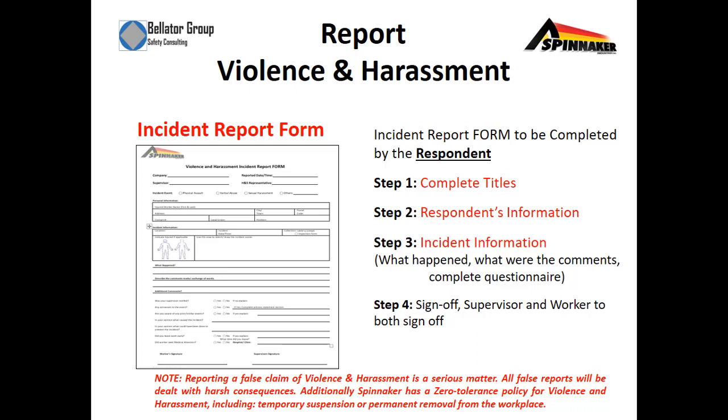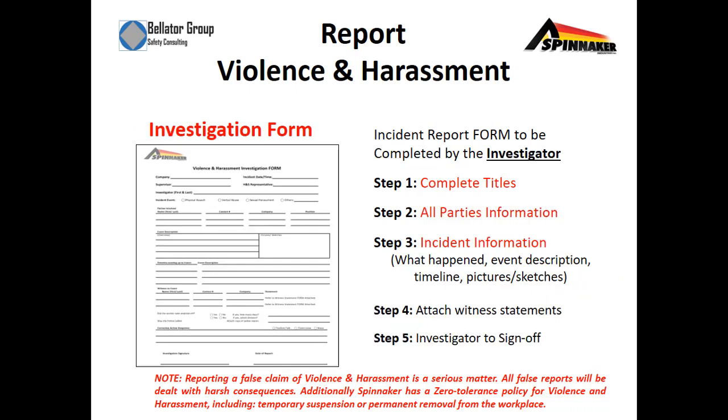It's also important to note that reporting a false claim of violence and harassment is a serious matter. All false reports will be dealt with harsh consequences. Additionally, Spinnaker has a zero-tolerance policy for violence and harassment, including either temporary suspension or permanent removal from the workplace. The next form is to be filled out by the investigator. They will complete their titles, incorporate all parties' information, and identify what happened, including sketches, descriptions, timelines, and pictures. They may also attach witness statements, sign off, and send all this information to senior management to perform an investigation.